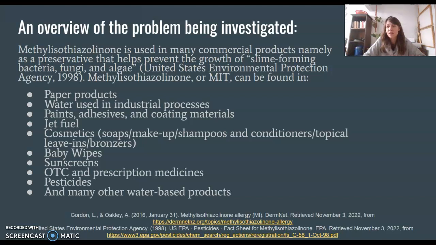It's also found in over-the-counter and prescription medications. It can be found in pesticides. Most likely anything that's water-based, you might find methylisothiazoline. It's quite the mouthful to say.